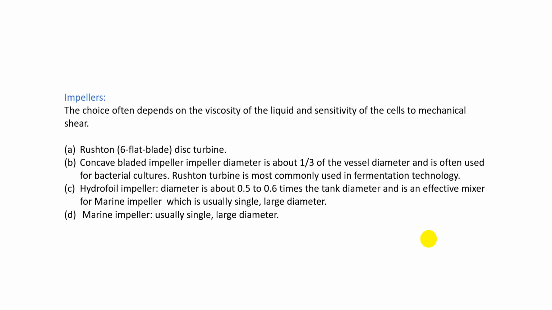It is usually singly present and it has a large diameter. Hydrofoil impellers are characterized by a large diameter. Then the last type is the marine impeller, which is also very large in diameter, and it is usually single and it often contains 3 blades.